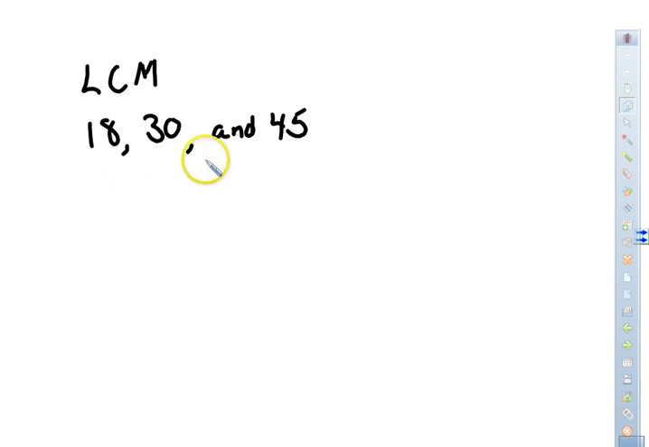Now again, you can list all of these out if you choose, or you can start with our largest number, which is 45. And you ask yourself, does 18 or 30, both of them actually, go into 45? Well, 30 definitely does not, so that's not going to work. So let's try the next multiple of 45, which is 45 times 2, giving me 90. So the question is, does 30 go into 90? And I think most of you can recognize that it does, 3 times.